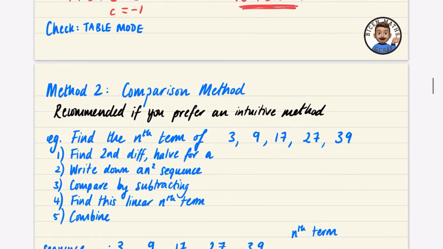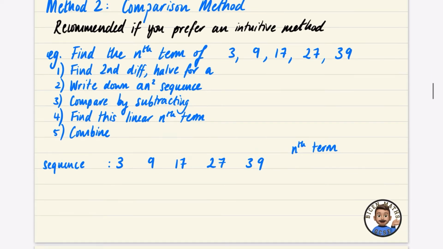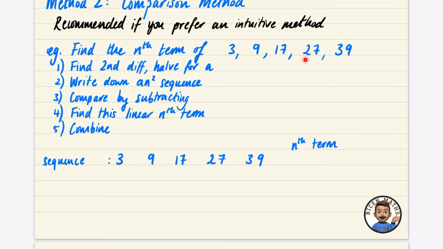Now the second method is the comparison method, and this is recommended if you prefer a more intuitive kind of method. I find this one makes a bit more sense, but I think there's a bit more room for error potentially. So to find the nth term, you will find the second difference and halve it to find out what a is. Then we'll write down the an squared sequence, compare them by subtracting, find this linear nth term and combine. That will make more sense when we have a look at this example here.